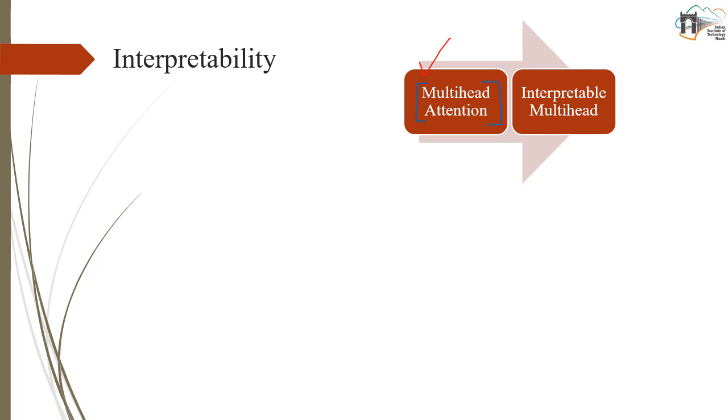Once we get the outputs, we want to backtrack which variables are affecting our predictions or our outputs. To make that attention mechanism useful and also interpretable, the temporal fusion transformer basically makes it interpretable. How they do it, let's see that.